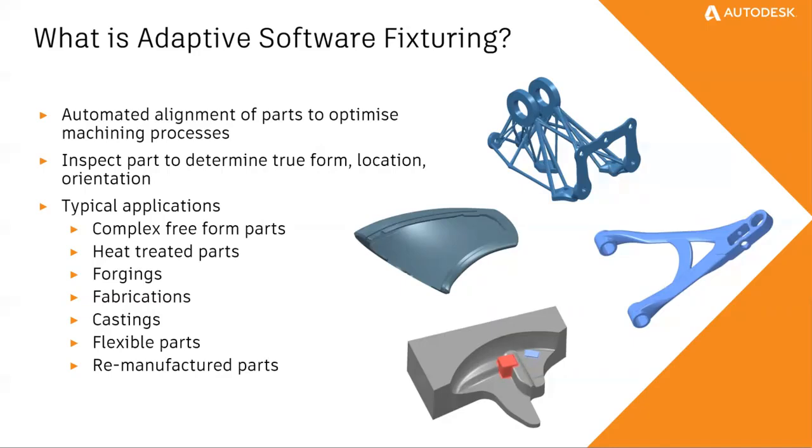So this is the process. What kind of applications will be covered through adaptive software fixturing? You can use it for remanufactured parts, such as casting, fabrication, forging, freeform parts, and composites. All of these applications can be covered through adaptive software fixturing.